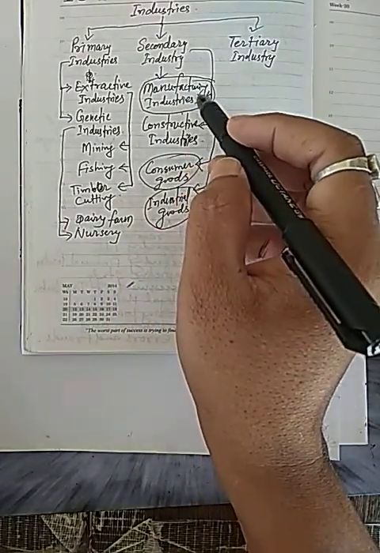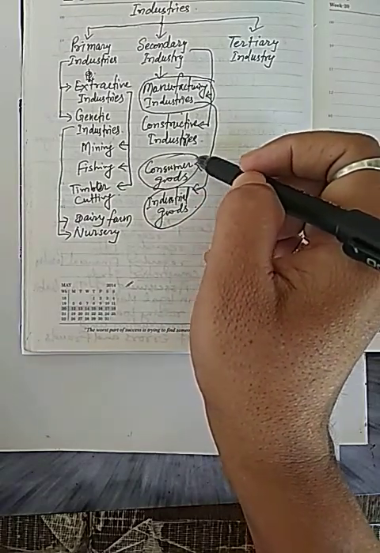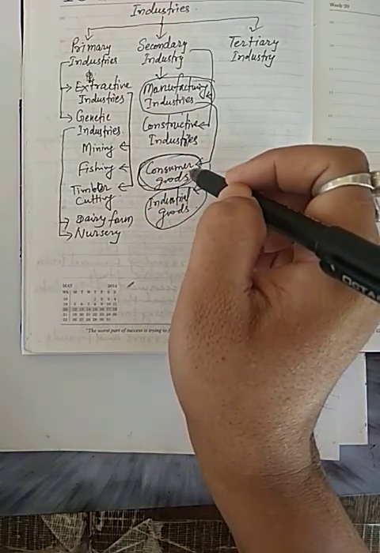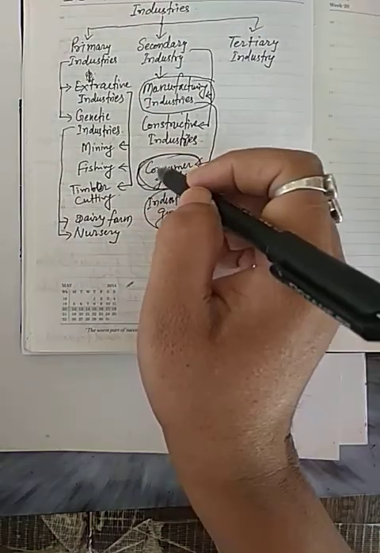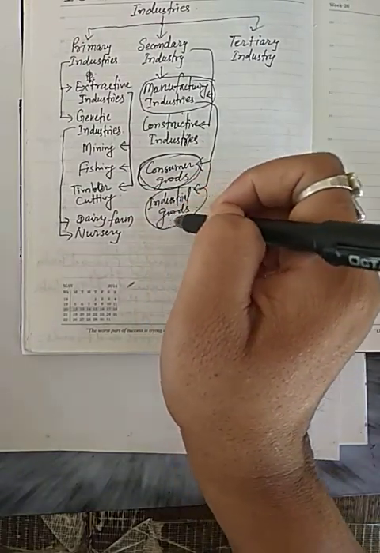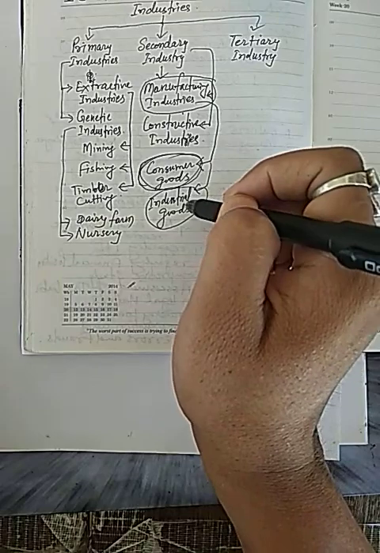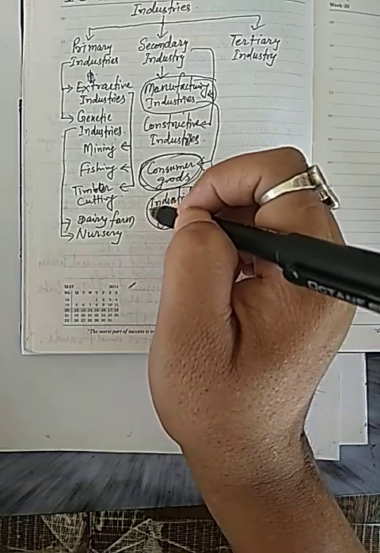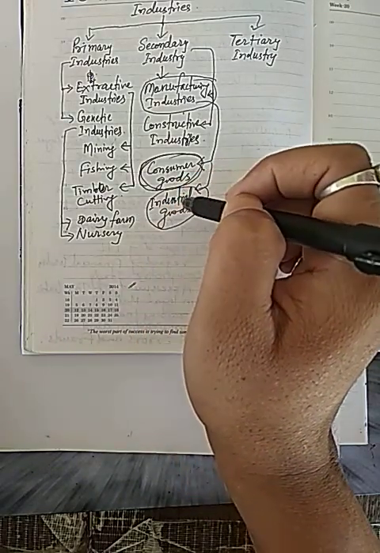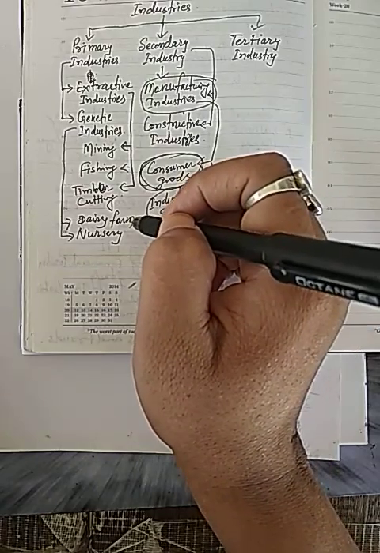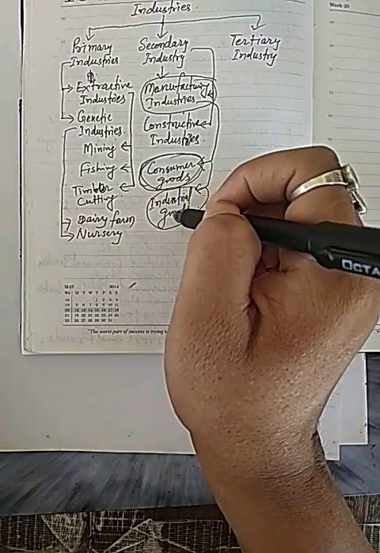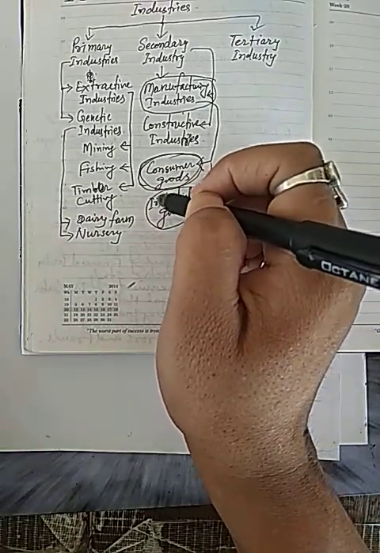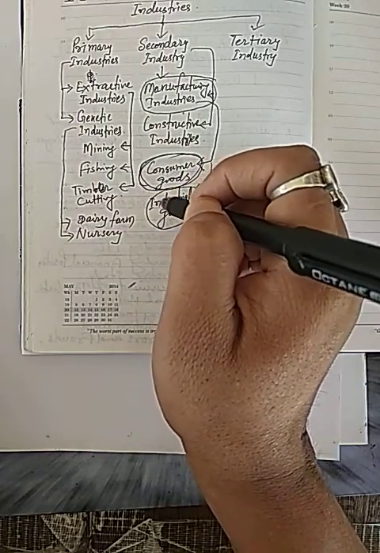Manufacturing industry creates two types of goods. First, consumer goods. It is directly taken by the consumer, directly consumed by the consumer. But industrial goods are for further manufacturing of goods. For example, sewing machine, equipment, tools, etc. are further used for the next industry. So this is the type.